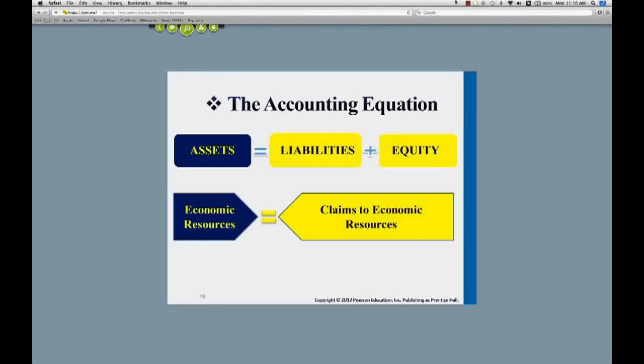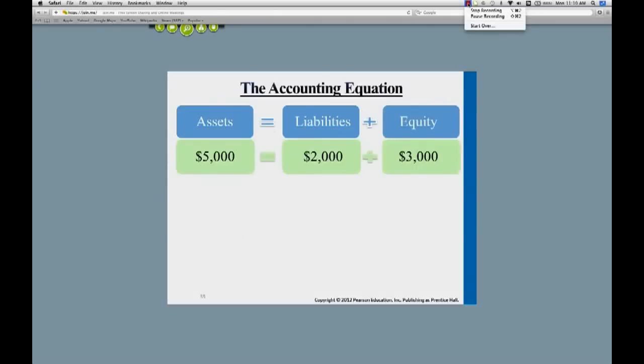Economic resources on the left-hand side will equal claims to economic resources. Claims from investors, claims from creditors.